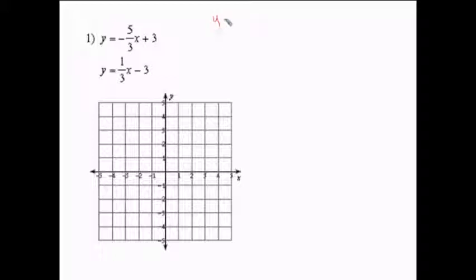This number in front of the x is our m, and m is our slope. The number b is our y-intercept. This is our starting point, and it's on the y-axis.